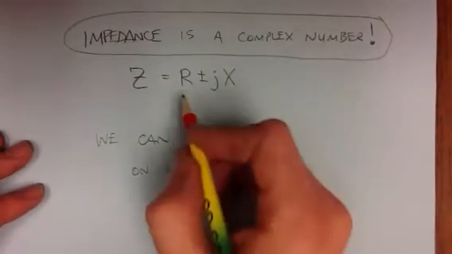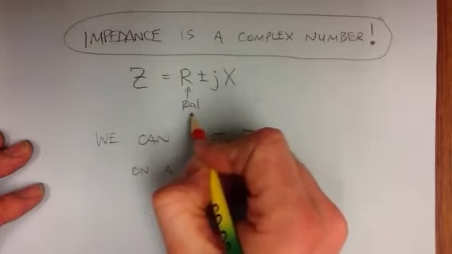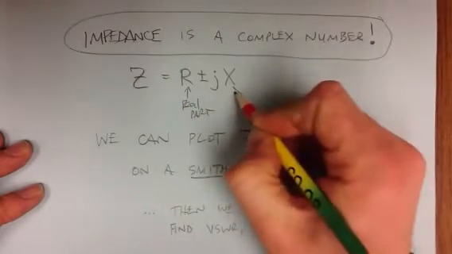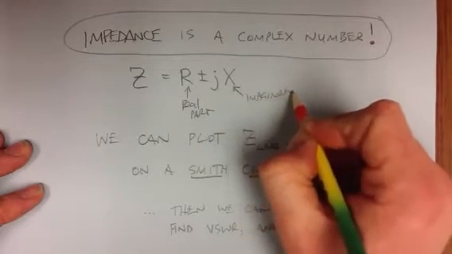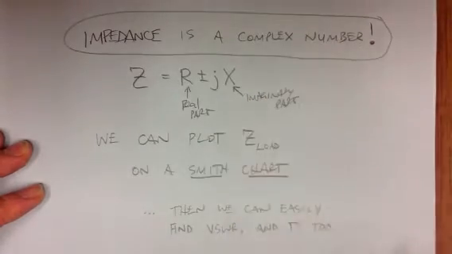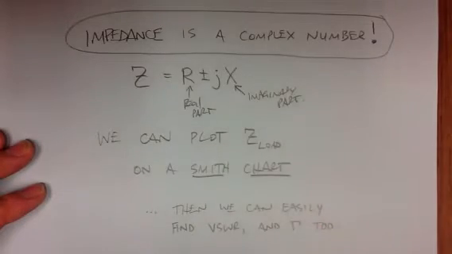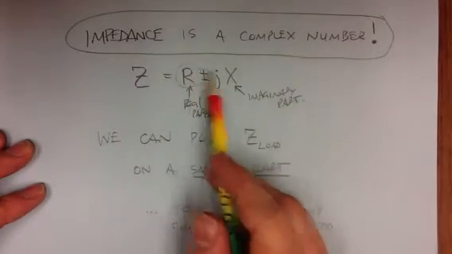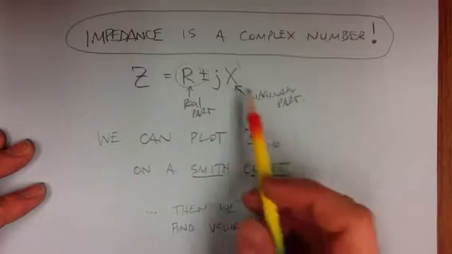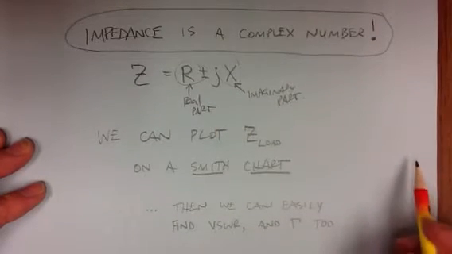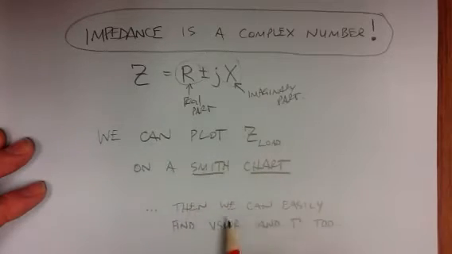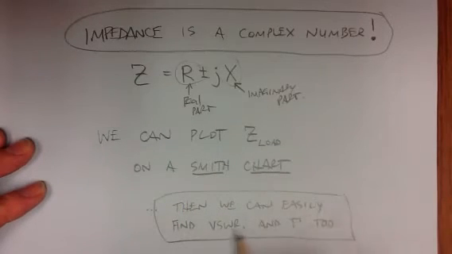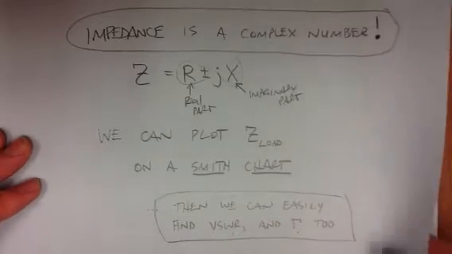Impedance is a complex number. There's R, that's the real part of the complex number, and X is the imaginary part. You can plot impedance on a Smith chart by finding the real part and then finding the imaginary part, and where they intersect, that's the impedance on the Smith chart. Once you have the plotted impedance, then you can find things like VSWR, voltage standing wave ratio, reflection coefficient, and other things as well.